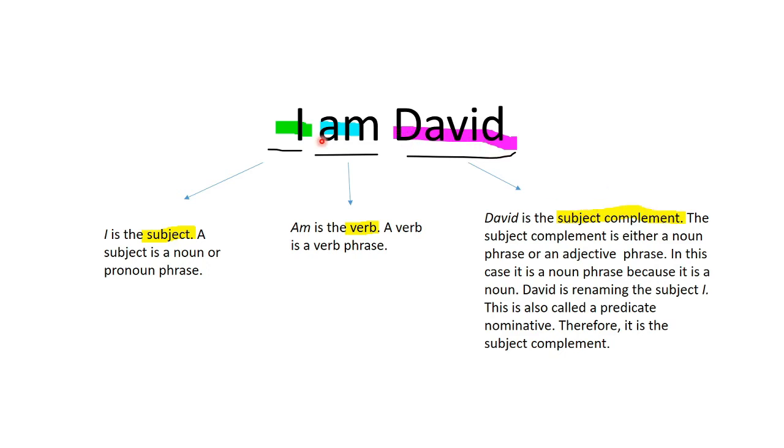Now we will see why we have classified I as the subject, am as the verb, and David as the subject complement. I is the subject because it is the subject of the linking verb am. Am is a linking verb, which means it is representing a state of being. It is representing I. I am something. So what am I? I am David. David is my name. David is technically renaming the subject I. So since David is a name, it's a noun phrase. Since David is renaming the subject I, it will be classified as the subject complement.